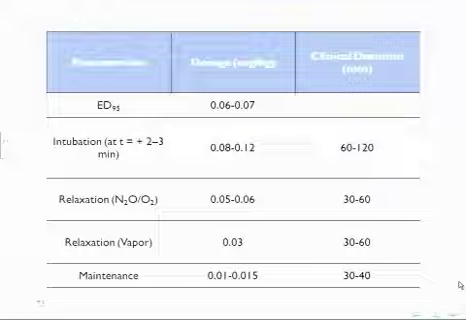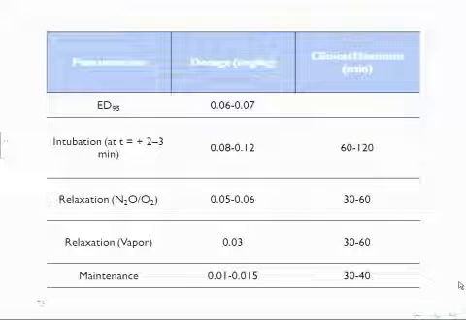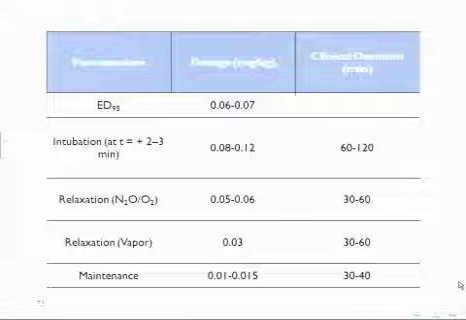Okay? This is your normal induction dose. It is 0.1 milligrams per kilo. That I expect you should know. And you should know that it takes 3 to 5 minutes to work, and that it takes about 60 to 120 minutes, or 60 to 90 minutes, for it to wear off.